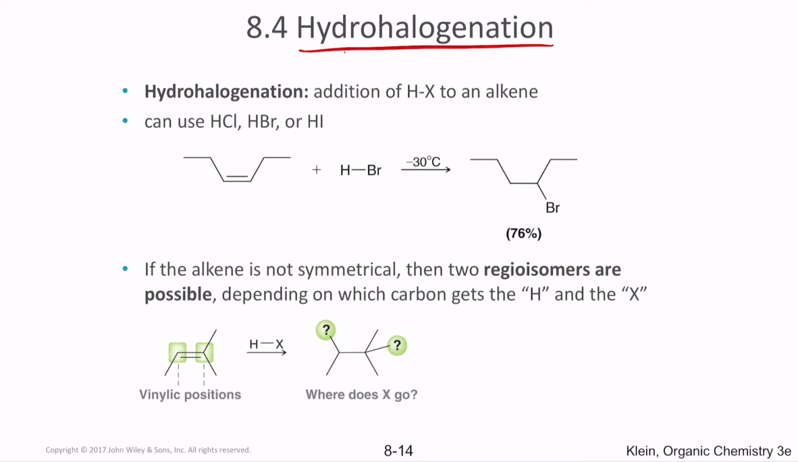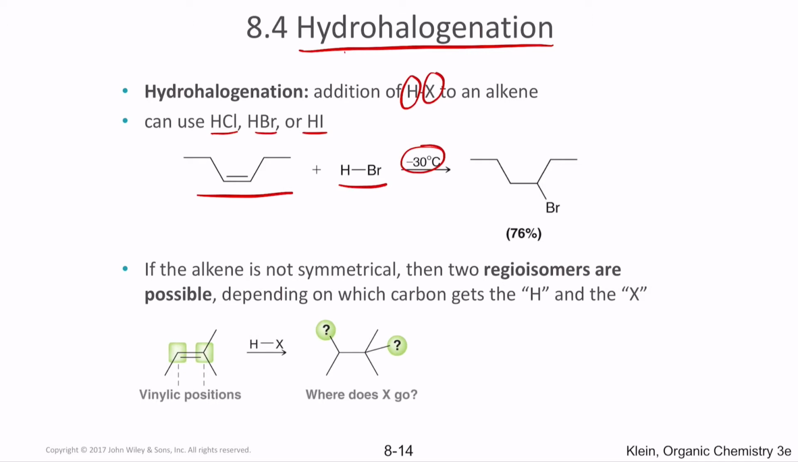Hydrohalogenation involves the addition of a hydrogen and a halogen to the alkene. So the common ones that are used are HCl, HBr, and HI. You cannot use HF because HF is not a favorable compound to react, because it is too violent. Now, when you take an alkene and you have HBr added to it, notice that it is at low temperatures.